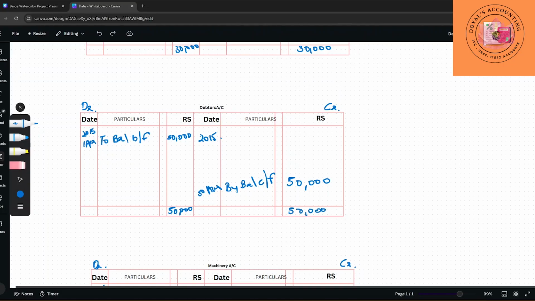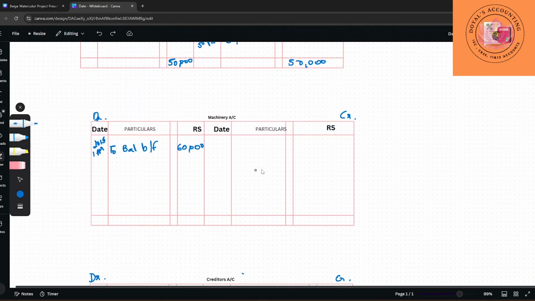Now machinery account similarly, there haven't been any transactions in the month, so you can blindly carry forward the same balance. By balance carried forward 60,000. So here you have 60,000 and here you have 60,000.